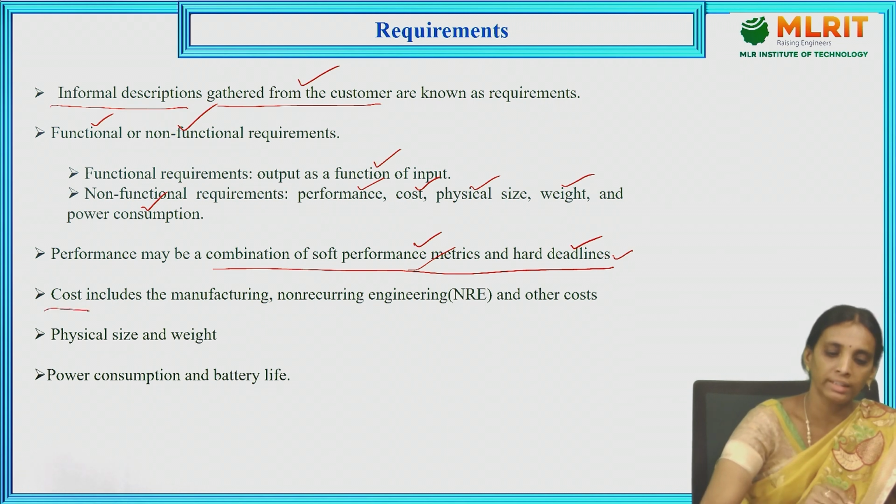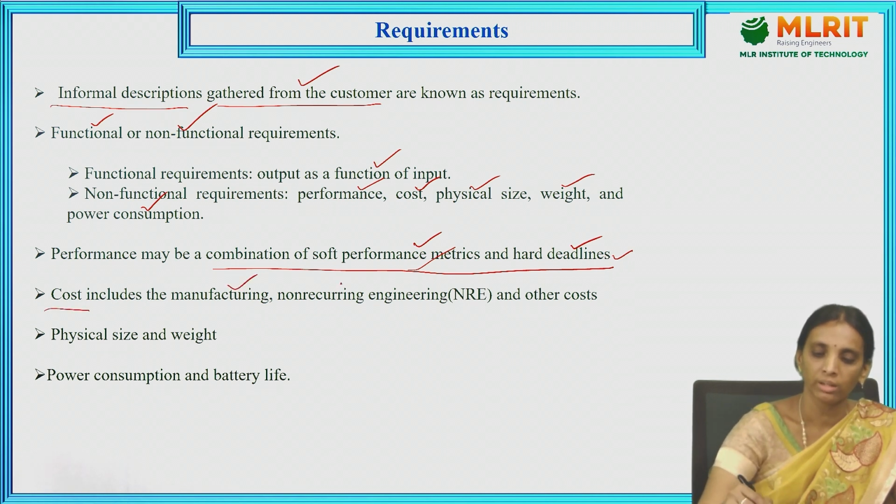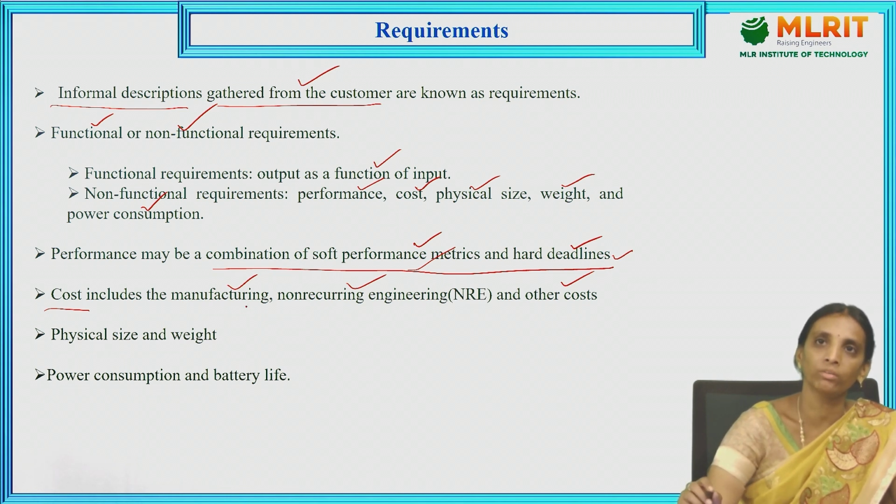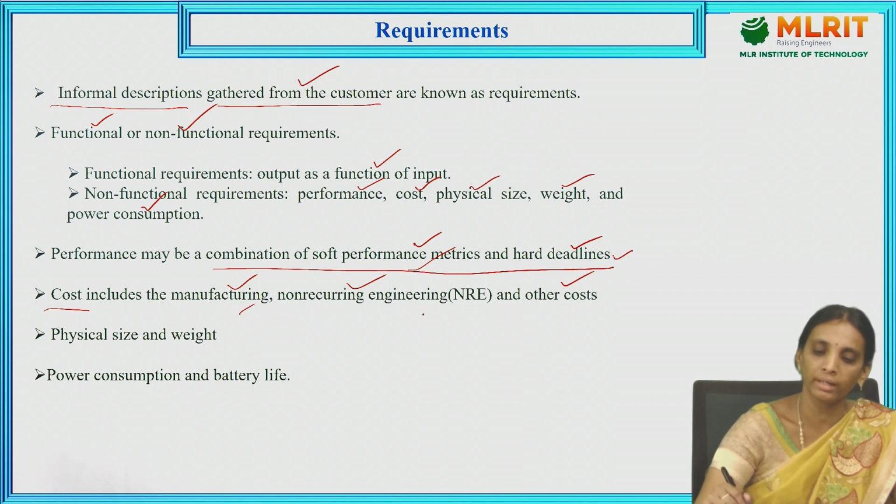The cost includes the manufacturing cost, non-recurring engineering cost and other costs. Manufacturing cost is nothing but the cost of the components. Non-recurring engineering cost is for the engineering material used for assembling the components and all other things. And other costs come under the extra costs which are used for testing and other purposes.